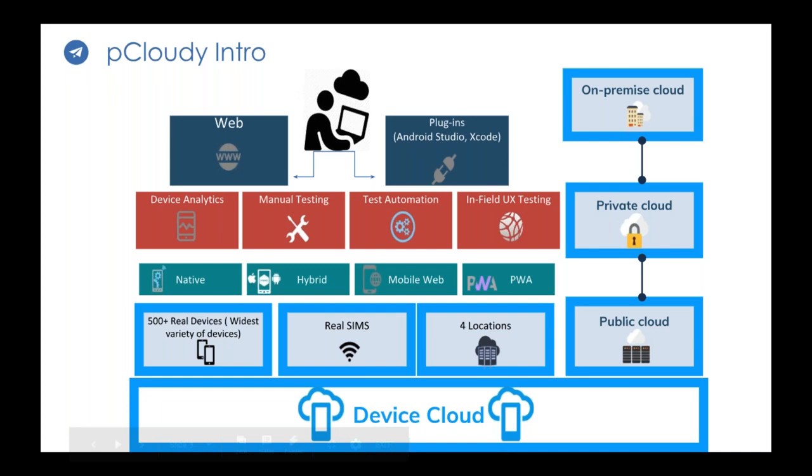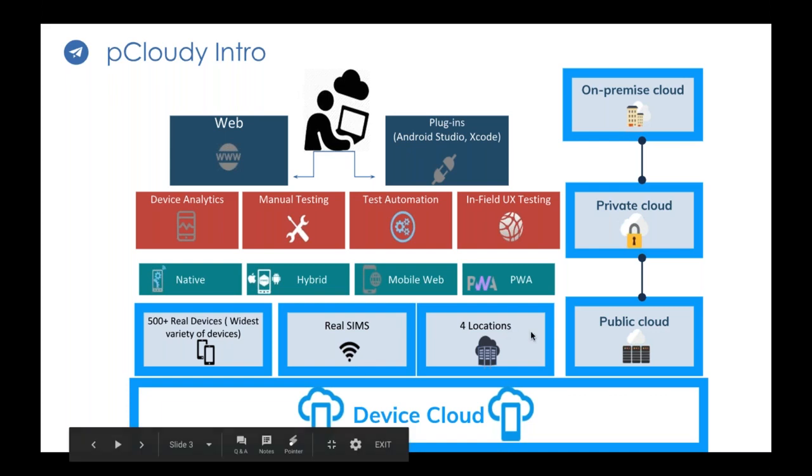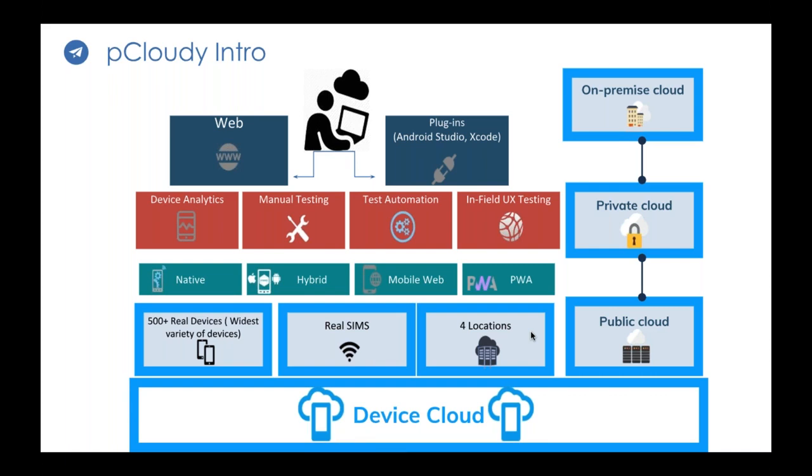We have devices that are located at 4 different locations in the world. We have one at California in the United States, we have one at Bangalore, we have one at Philippines, and one at Sydney in Australia. So using these, you can test devices from across the world, and you can access the devices that are nearest to where whichever part of the world you live in.